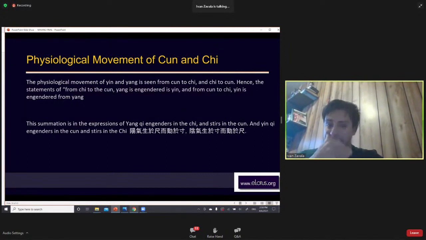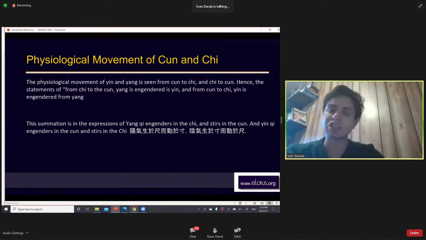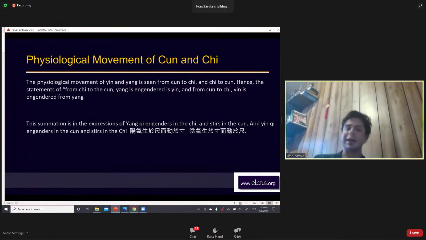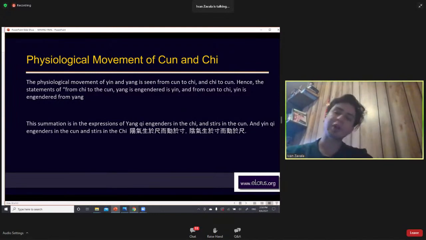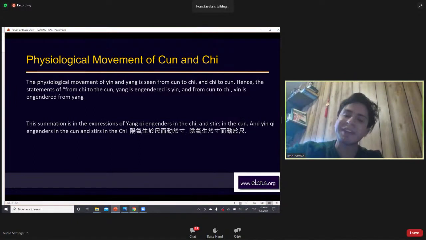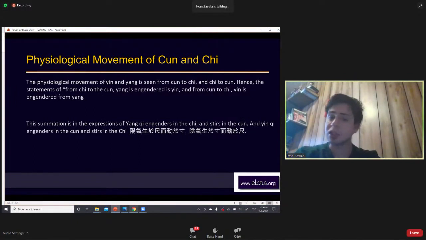This summation is in the expressions of yang qi engenders in the chi and stirs in the chun, and yin qi engenders in the chun and stirs in the chi. It's the same thing I was saying earlier about yang qi having a root in the kidney, but expressing outward into the chun, into heaven. And the opposite is true for the yin. It's actually born in the chun, but you see its manifestation in the chi.